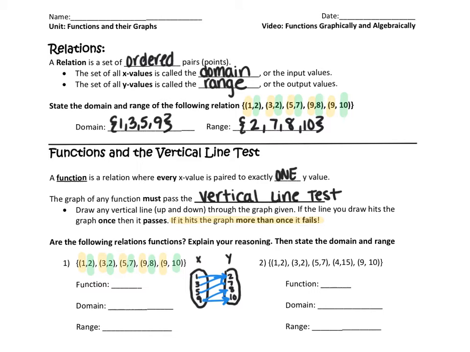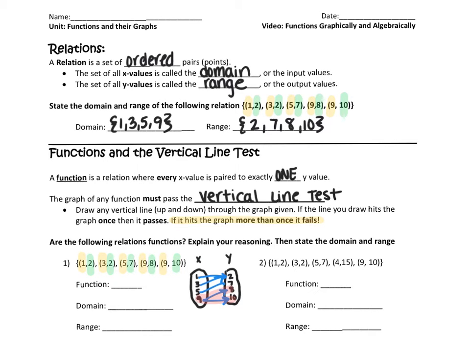So the definition of a function is where every x value is paired to exactly one y value. So this x value of 1 goes to one y value. This 3 goes to one y value. This 5 goes to one y value. But look at here. See this 9? This 9 goes to 8, but it also goes to 10. So it's at this point where we're actually failing, because one x value of 9 cannot go to two separate y values.